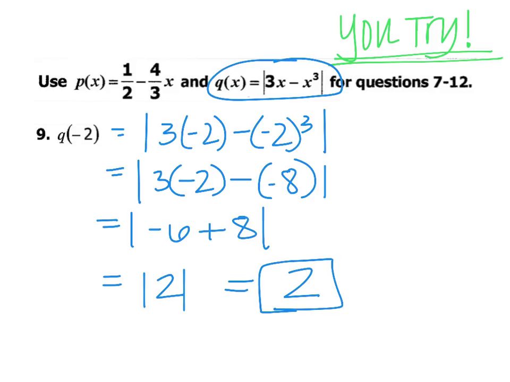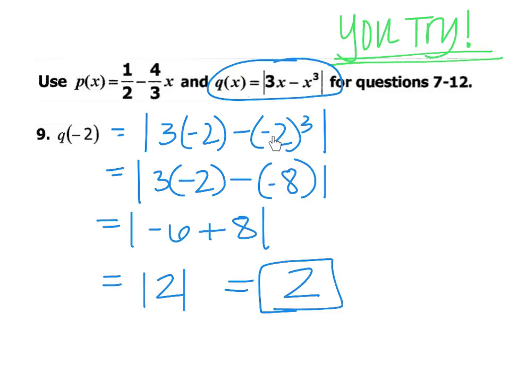All right, you should have gotten 2 as your final answer. So we first identify we're using the q function, so we're plugging it into this function right here. Every time we see an x, we're going to plug in a negative 2, and we want to be sure to use parentheses because it matters, especially when we're cubing. Order of operations tells us that within the absolute value bars, next we want to do exponents, so we want to do negative 2 cubed, or to the 3rd power.